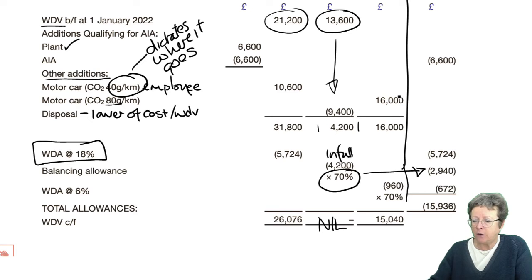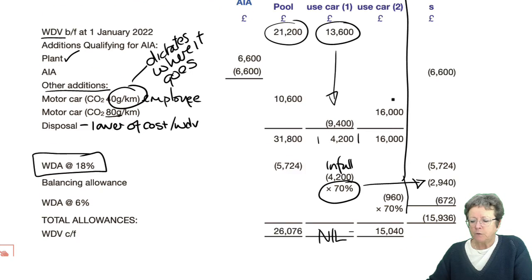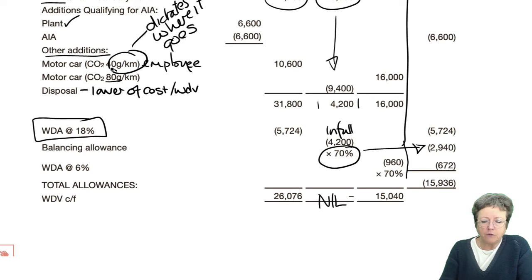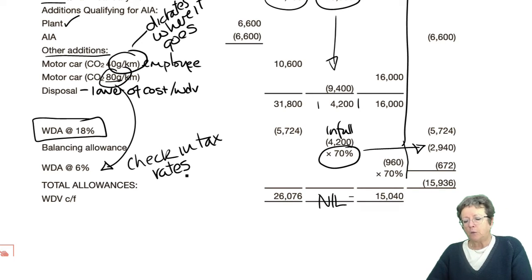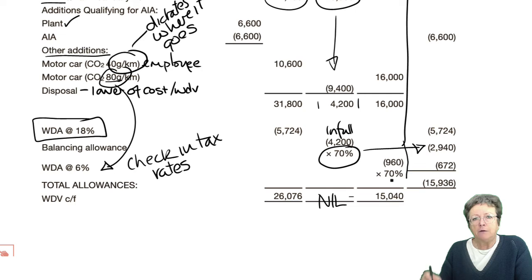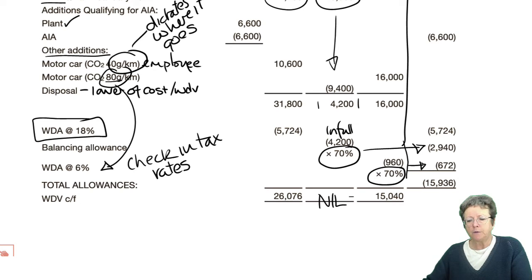This car, the second car, 16,000. Now the rules have dictated that you can only have 6%. Check it in the tax rates at the front of your exam. So only 6% of 16,000, which is 960. And again, in full in the computation, and yet we can only claim 70% of it. Written down allowances. These are then the balances carried forward.